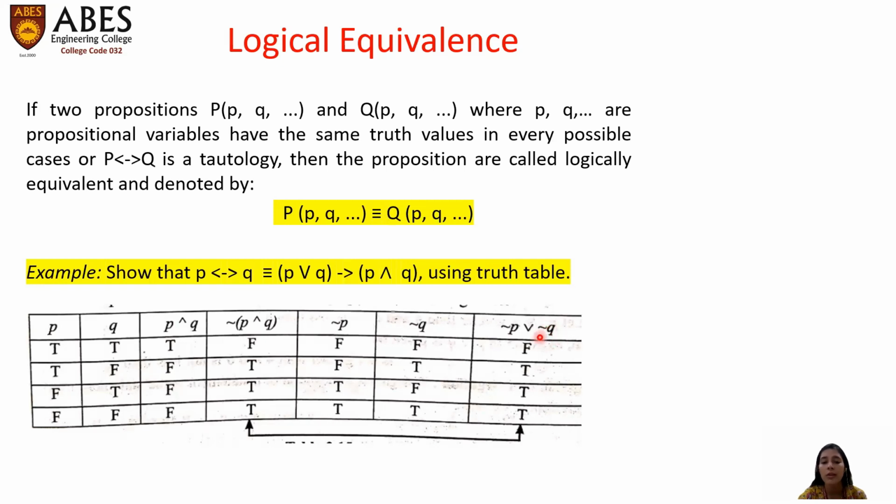So two propositions are said to be logically equivalent if and only if the corresponding truth values are the same, or we can find P biconditional Q, and if in the last column all the truth values are true, which is said to be a tautology, then also we can say that the two propositions are logically equivalent.